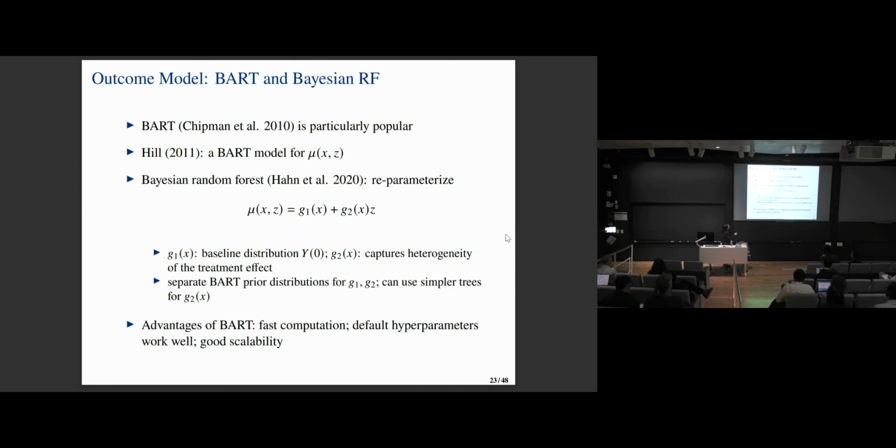Okay, so this is a landmark paper by Jennifer Hill in 2011, saying, why don't you just use the BART model for this outcome model, and then you can get the posterior distribution for the parameters and things like that. But this idea was later much advanced by Hahn et al. They say that it's better to reparameterize the outcome model into two parts. The first part is the baseline distribution of the outcome, and the second part captures the treatment effect.